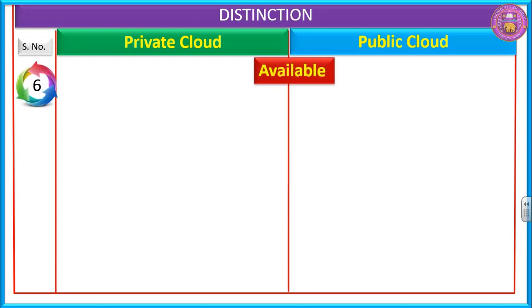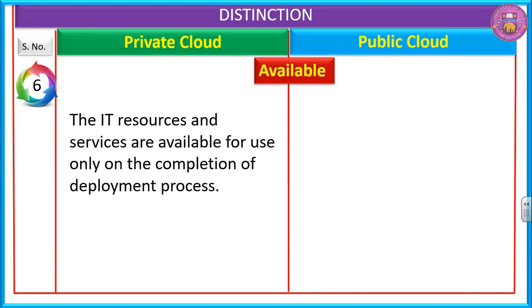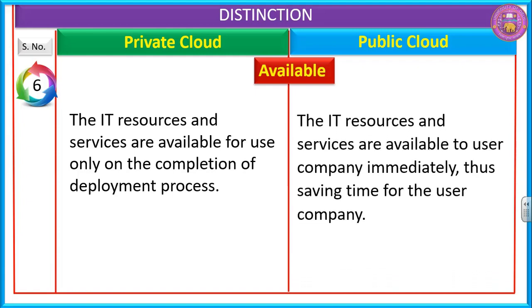Sixth one, on the basis of availability, the IT resources and services are available for use only on the completion of the deployment process. Whereas in case of public cloud, the IT resources and services are available to the user company immediately, thus saving time for the user company.